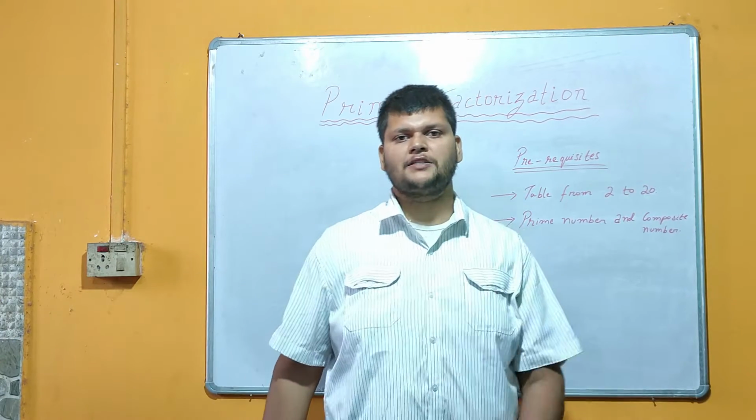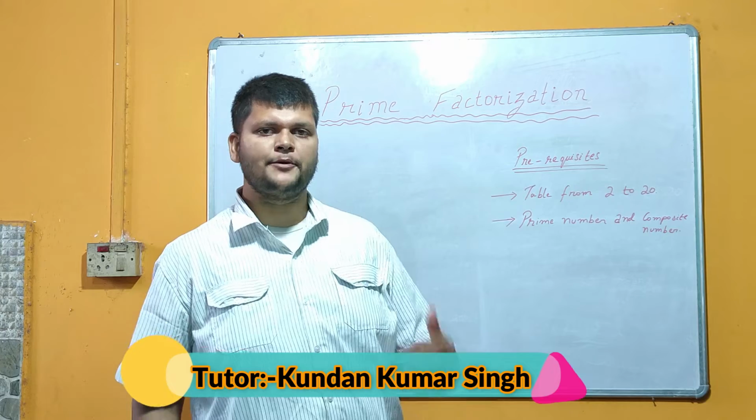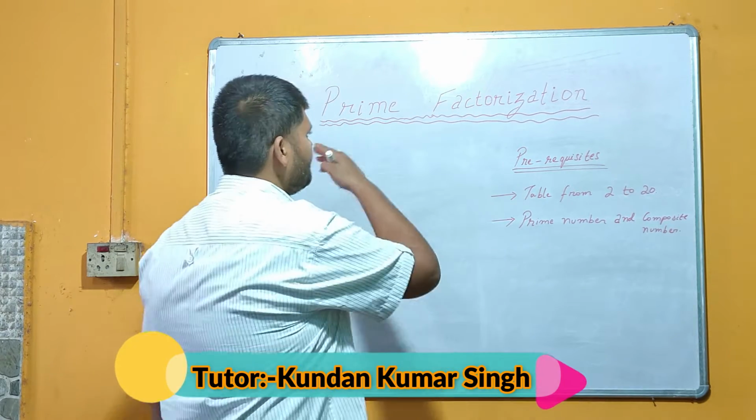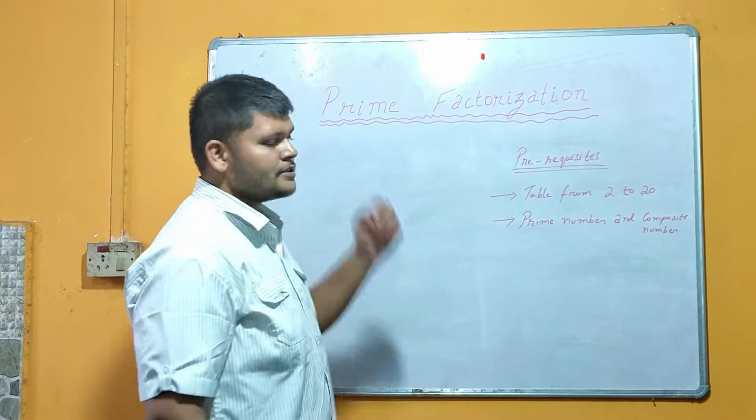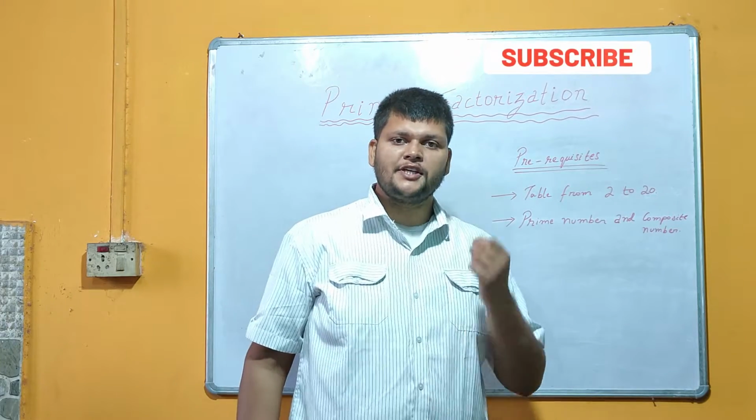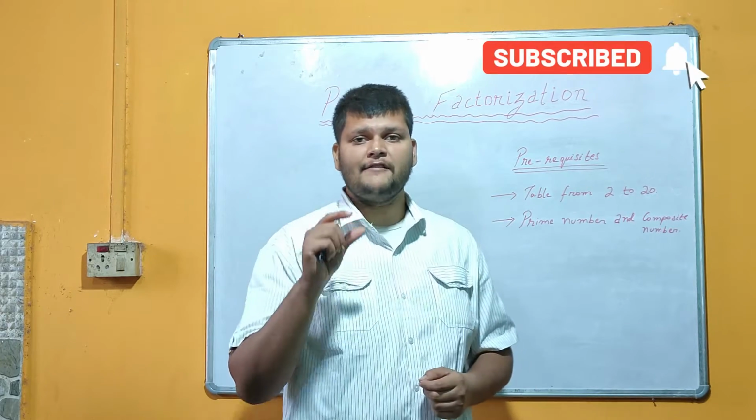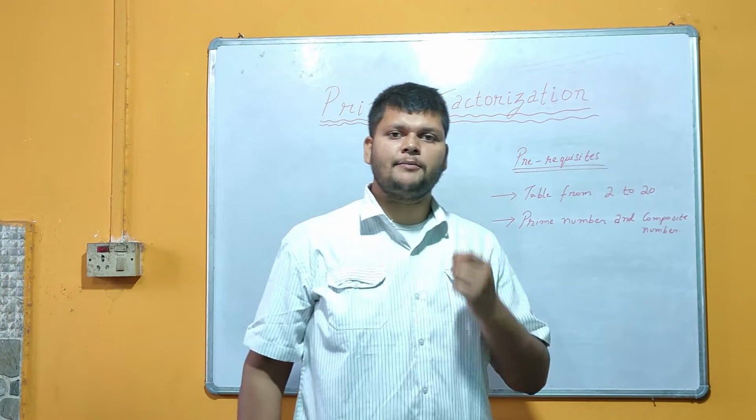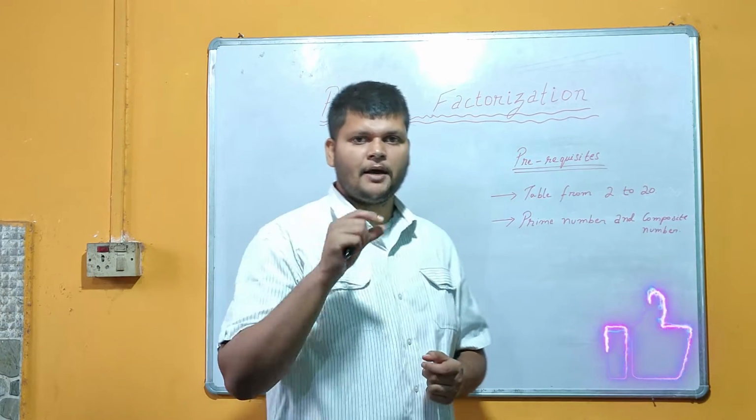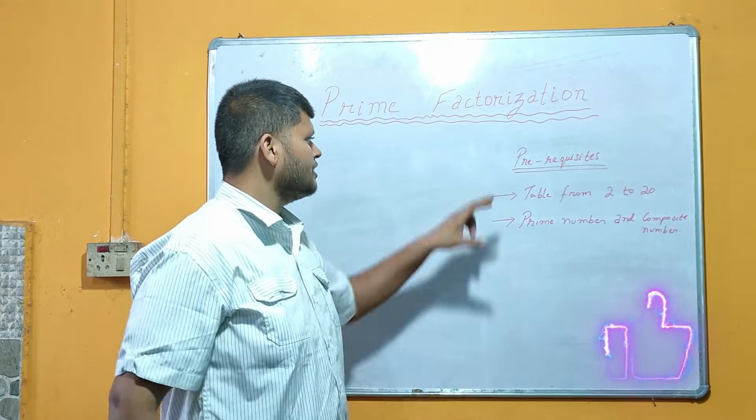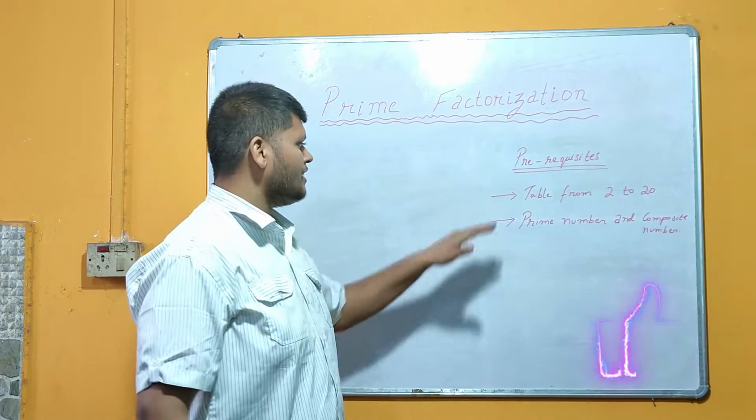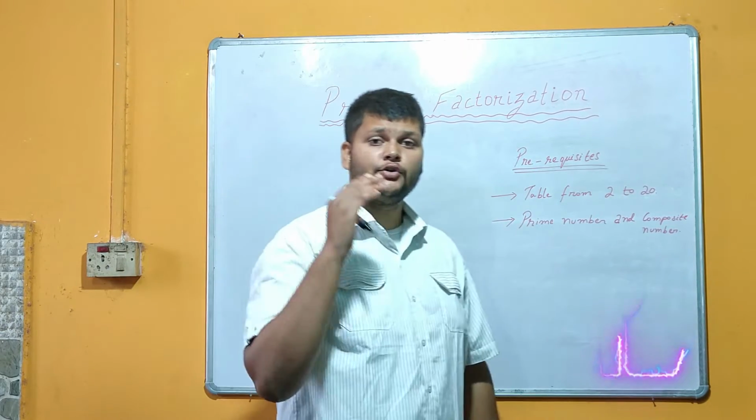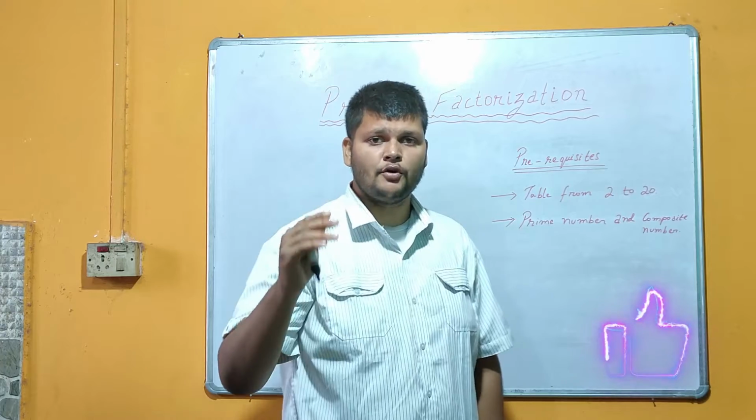My name is Kundan Kumar Singh and today I am going to deliver a beautiful lecture on mathematics dealing with the topic prime factorization. So in this we are going to see how to find the prime factors for a given number. In order to find the prime factor for a given number, you need to know this prerequisite knowledge. What is that? Multiplication table from 2 to 20. You need to memorize it from your side.